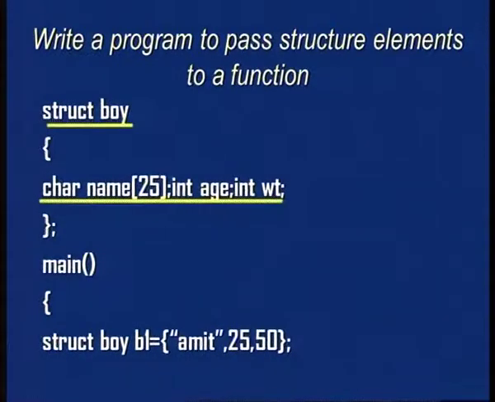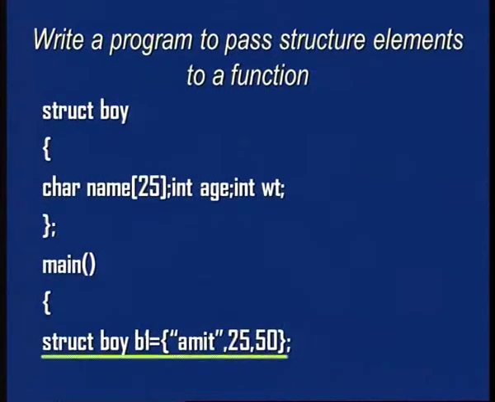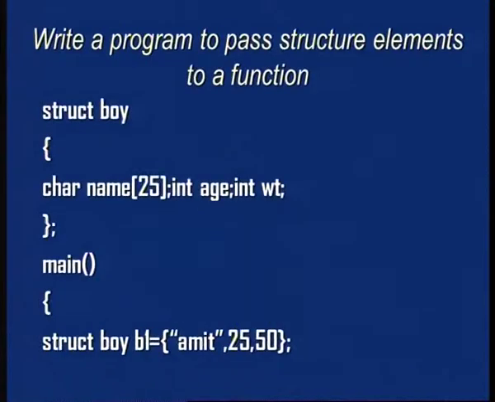No variables have been declared for the structure as yet, only the declaration of the body of the structure is given, and it is declared outside the main function, so it is global in nature. Next statement, here we are declaring the variables. Struct boy b1 is equal to, I am again giving 3 values. For the string I am giving the value Amit, for the age I am giving the value 25, and for the weight variable I am giving the value 50. So now this b1 structure variable is holding values for the 3 members of the structure.